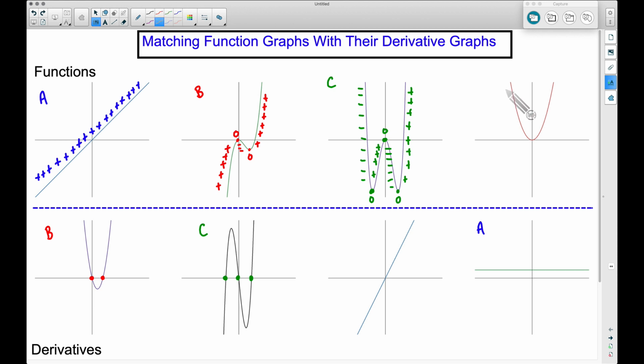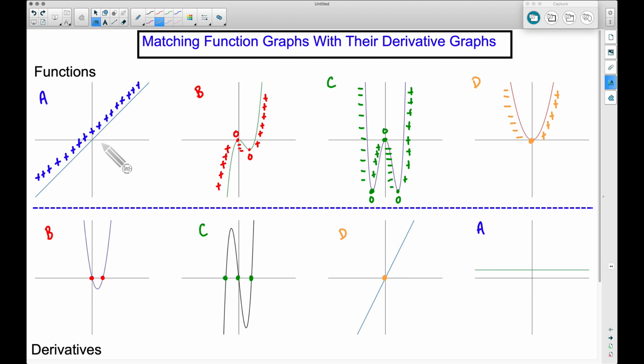And last but not least, this function is decreasing all the way to this spot right here, and then the function starts to increase again. Therefore, we want to be below the x-axis. Check it out over here, below the x-axis. The derivative's equal to 0 since we have a horizontal tangent line. There we have that right there. And now, since we have an increasing function, we want this side over here to be above the x-axis. That's exactly what we have here. Below the x-axis, equal to 0, above the x-axis. There's that line. So therefore, function D, this will be its derivative graph right here.